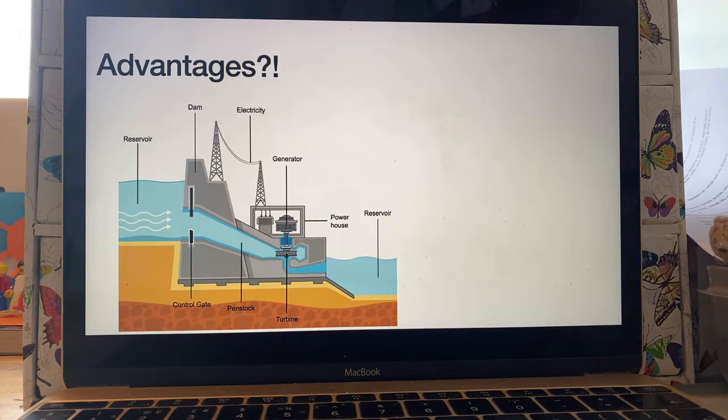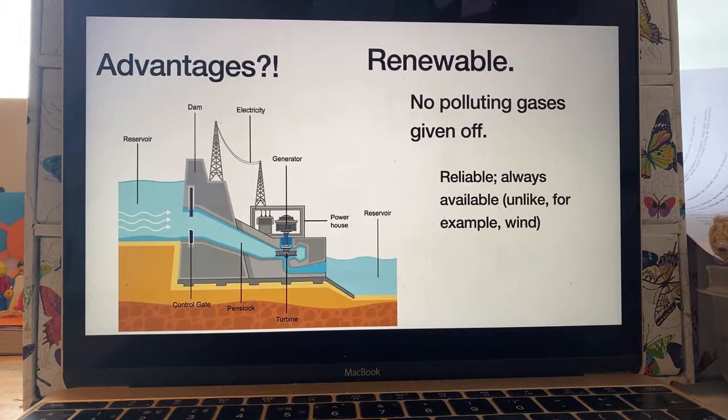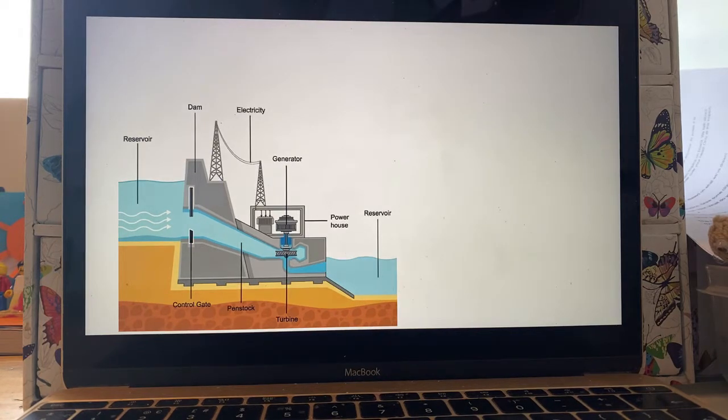All right, did you get your R's? Is it renewable? Yes, it is. Seawater, not going to run out. Is it reliable? Yes, it is. It's always available. There's no polluting gases given off. And again, it produces a lot of energy. But what are the disadvantages? Go on, 10 seconds. I think you should be able to come up with 2 actually.